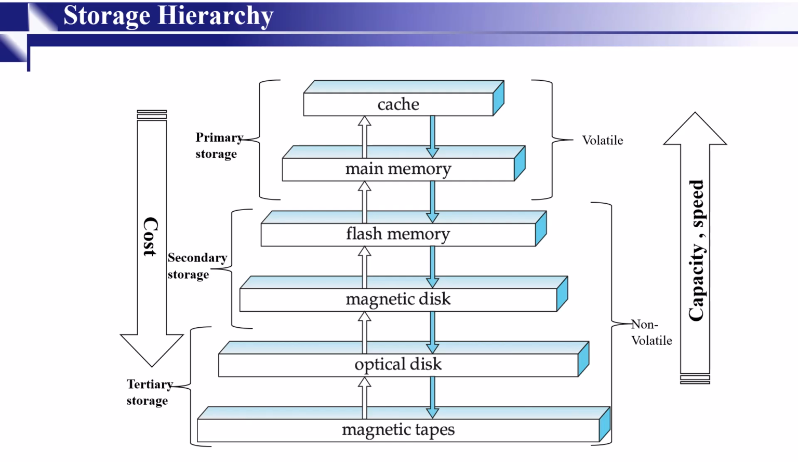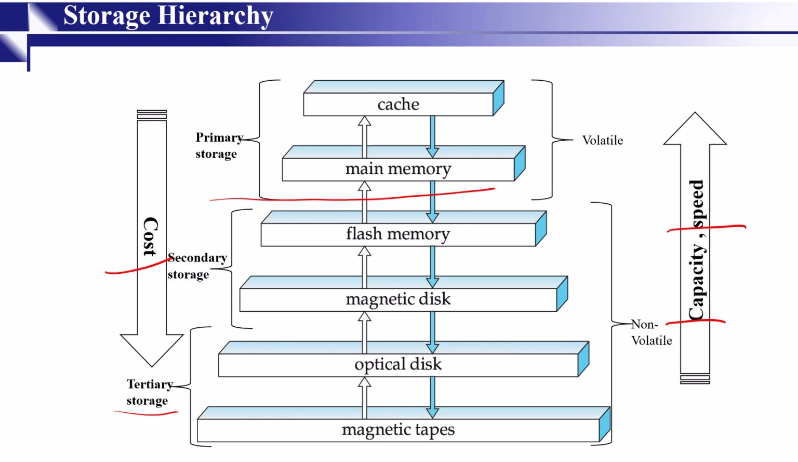I can show a hierarchy comparison of this data. So the storage hierarchy is structured to be balanced between speed, capacity, and cost. Cache and main memory, we call them primary storage. Flash memory and magnetic disk, we call them secondary storage. And optical disk and magnetic tape, we call them tertiary storage.